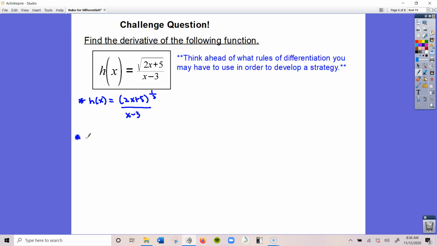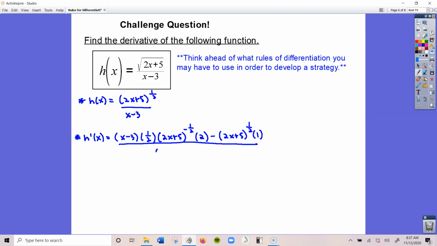So now let's go ahead and find that derivative. So h prime of x is going to equal to low x minus 3 d high. So I'm going to find the derivative of this, which is chain rule. So that's going to be 1/2 times 2x plus 5 to the negative 1/2 times the derivative of the inside, which is 2, less high, which is 2x plus 5 to the 1/2, d low, which is 1, all over x minus 3 squared.